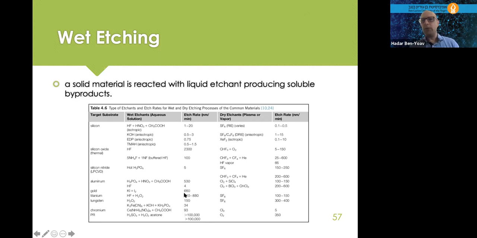For example, we are coating with 300 nanometer thick gold. So if we want to put it in solutions, usually we put less than 30 seconds to etch all the gold. Okay, questions so far?